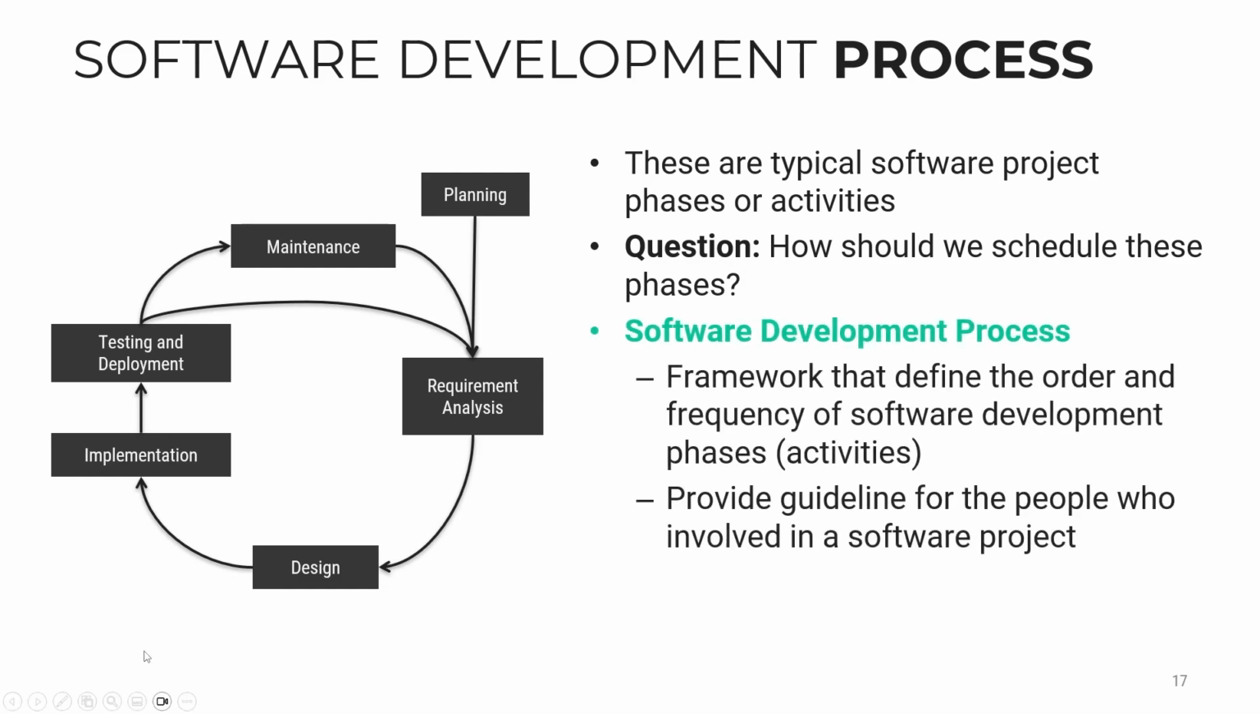And this is what the software development process actually is. It is a framework that defines the order and frequencies of these development phases or activities. It provides the guidelines for all the people involved in the software project: what to do next? What should I produce in this step? Who should be involved in these steps? And who should take over the work when I finish my activities?